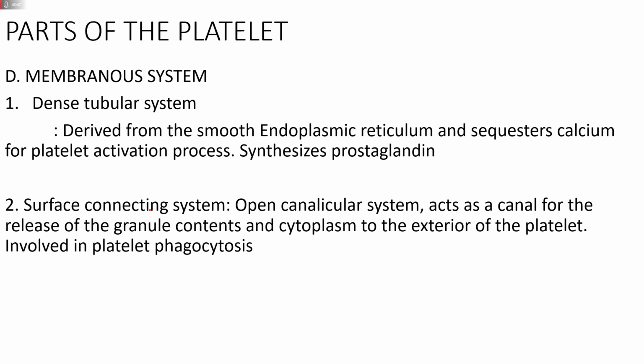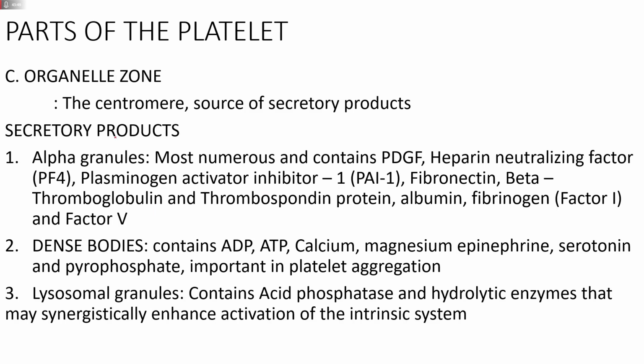And the last one, the third one, would be the organelle zone. Now this is the centromere, which is the source of secretory products. So when you say secretory products class, this would refer to your granules. So we have your alpha granules, your dense bodies, and your lysosomal granules. So let's discuss them one by one.